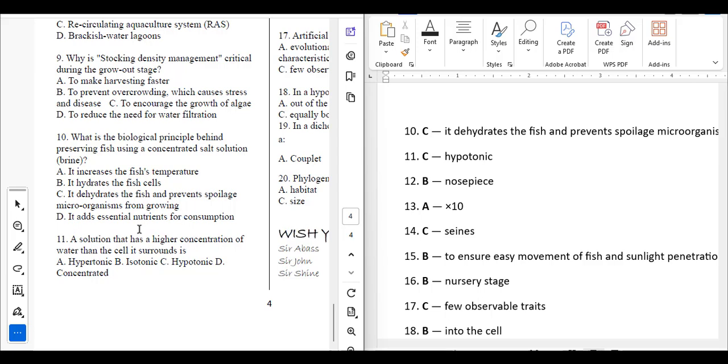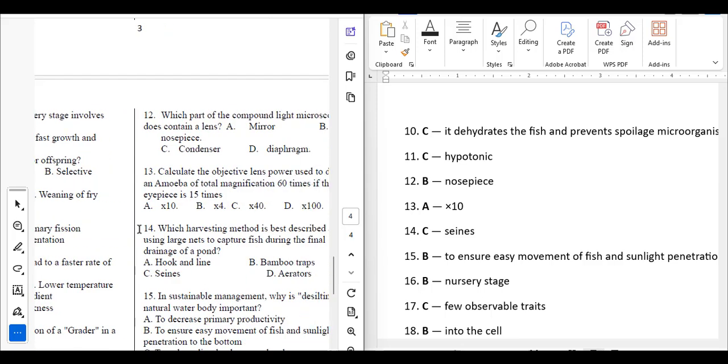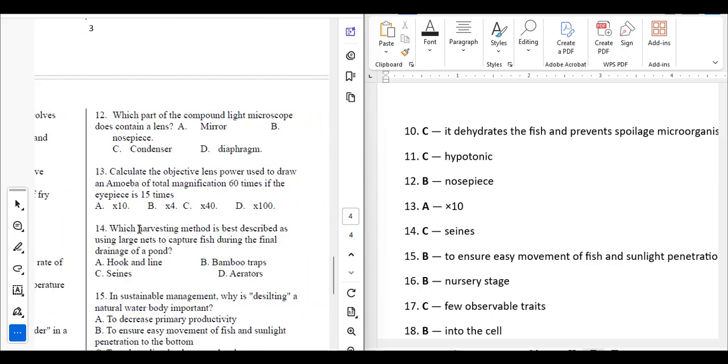A solution that has a higher concentration of water than the cell it surrounds is hypertonic, isotonic, hypotonic, concentrated. So that has to be hypotonic. If it's hypotonic, it has high water potential. So water is going to move from there to the other medium or region. Right, go to 12.